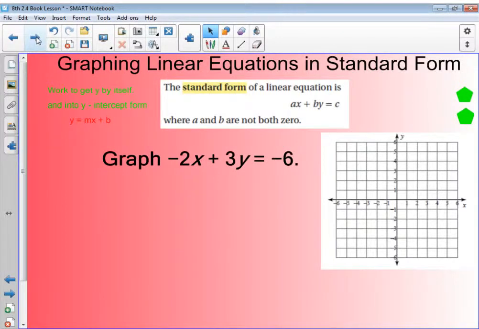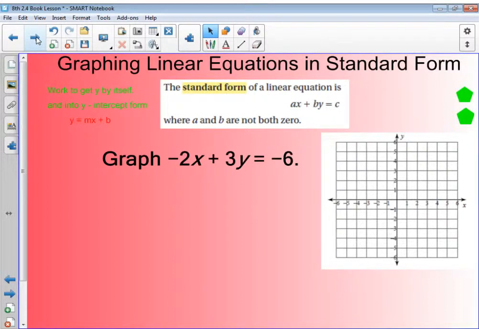The second part of working with standard equations is where they're going to actually give us the equation. They're not going to give us a story problem to work with, and they're going to ask us to graph that equation. So the standard form of a linear equation is where we've got x's and y's on one side, and then we have an answer on the other side.